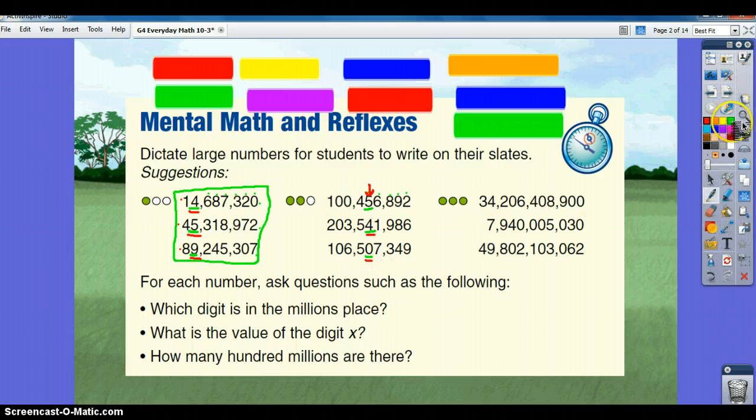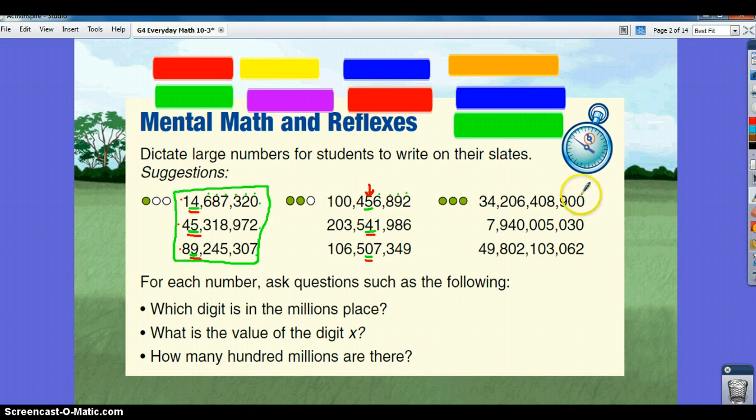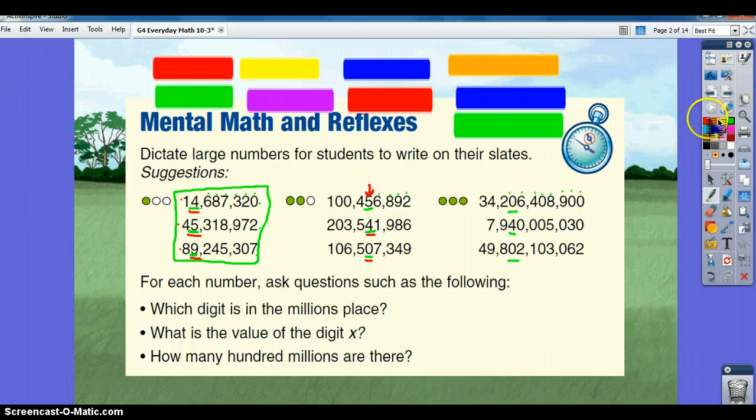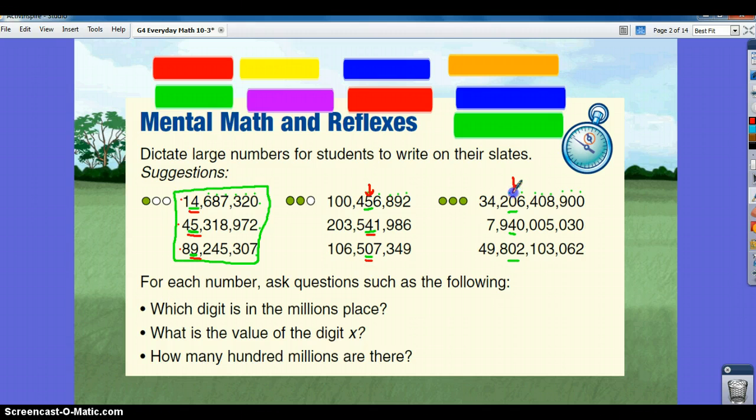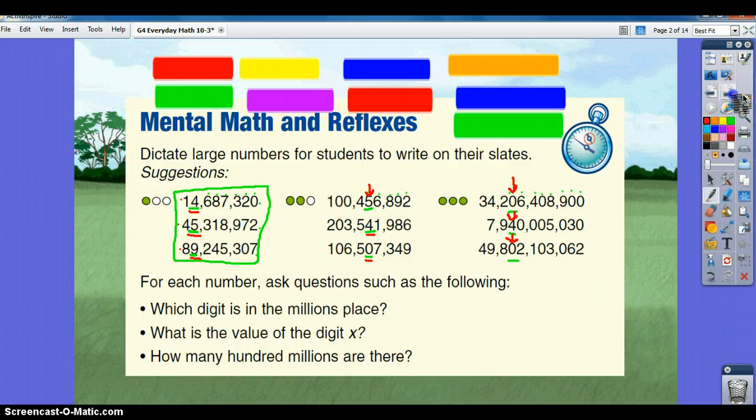And in the final one, let's look at the 10 millions. So we've got ones, tens, hundreds, thousands, 10,000s, 100,000s, millions, 10 millions. We have a 0, a 4, and a 0. So what's the value of the digit? Well, there are 0 10 millions according to the place value. And in the next number there are 4 10 millions. And in the final one again, 0 10 millions.